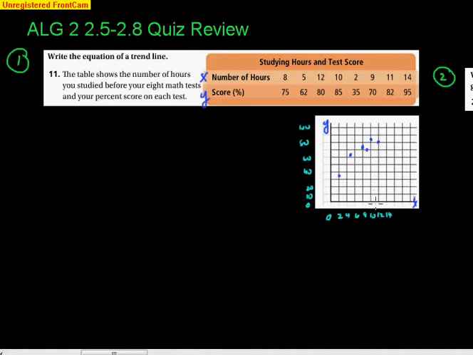11, 82. 11 is in between 10 and 12, and 82 is just above 80. And 14, 95. 14 here, 95 is halfway between 90 and 100. And there's my scatter plot.